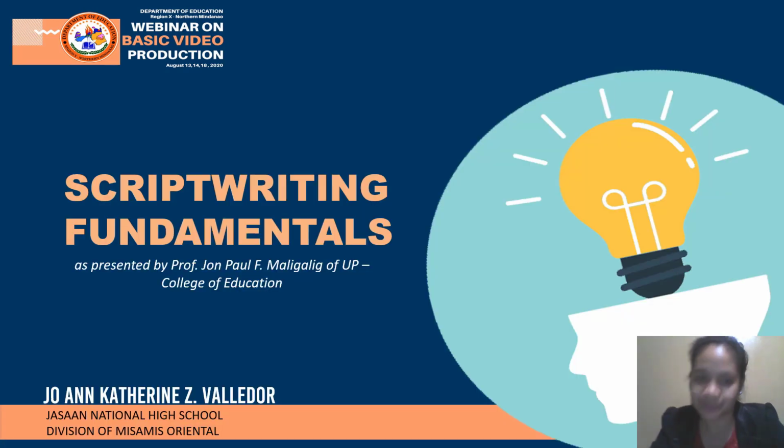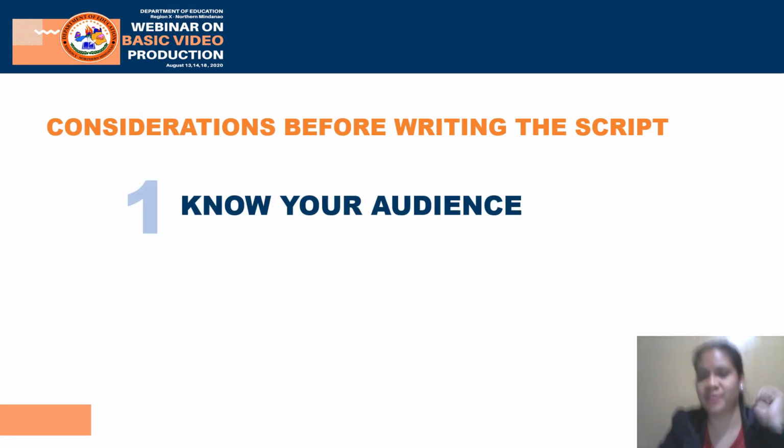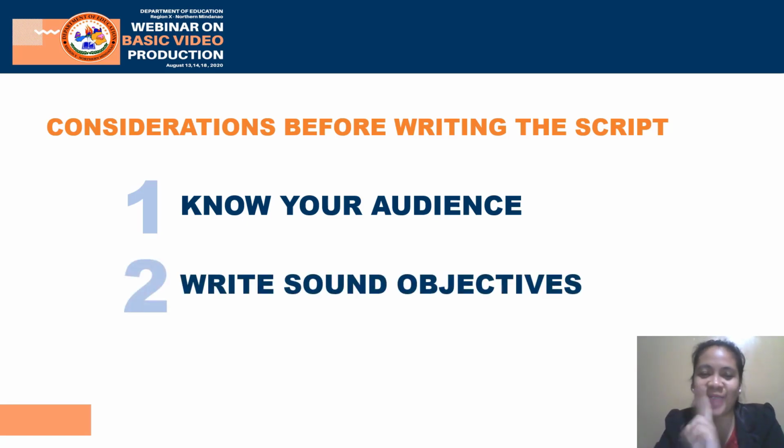So let's, having those information, now that we know all of those, now we are ready to write our scripts. Okay? We have to consider two things first. Number one, we have to know our audience in writing the script, okay? And then the second one is we have to write sound objectives.